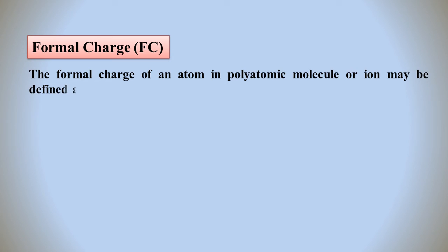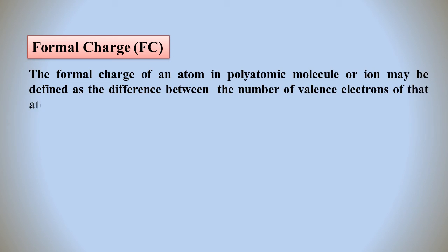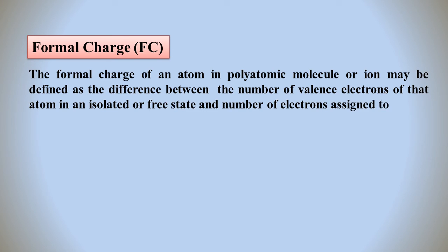Formal charge, or FC. We have the formal charge of an atom in a polyatomic molecule or ion. We said that it is the difference between the number of valence electrons of that atom in an isolated or free state and the number of electrons assigned to the atom in the Lewis structure, when it is bonded.